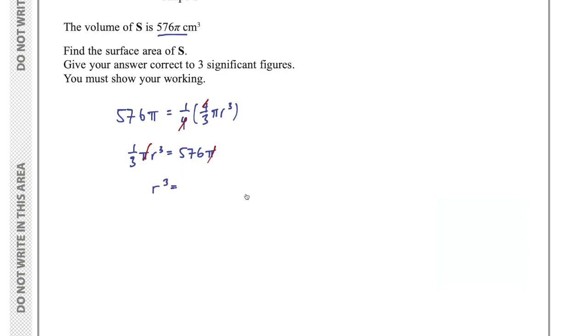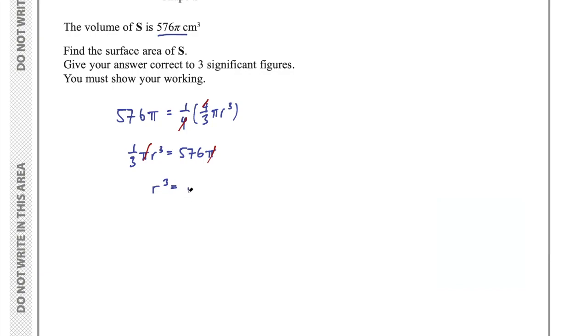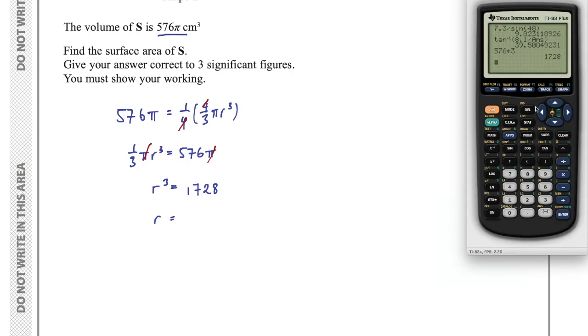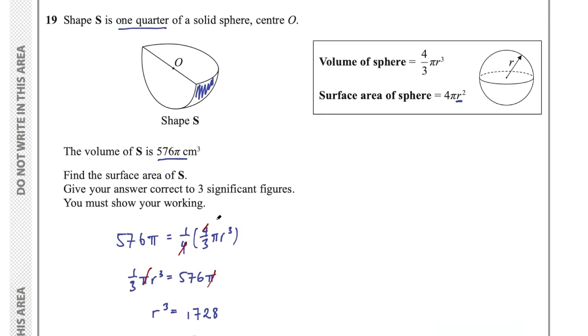Let's go to the calculator for that one. 576 times 3, I get 1728. And then r is going to be the cube root of that. So try to find your cube root function on your calculator. Take the cube root of that answer, and I get 12. Okay, there you go. So r is equal to 12 centimeters. And now we can go ahead and work out the surface area.